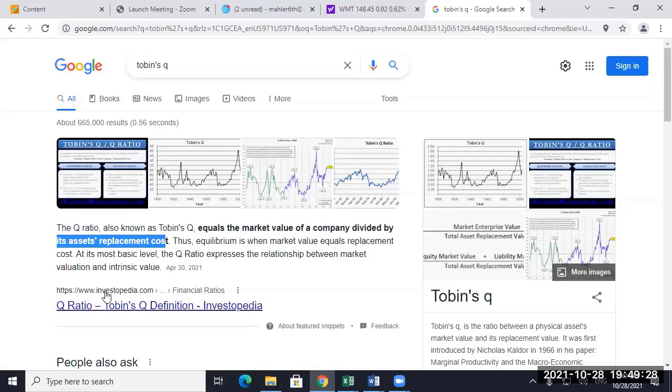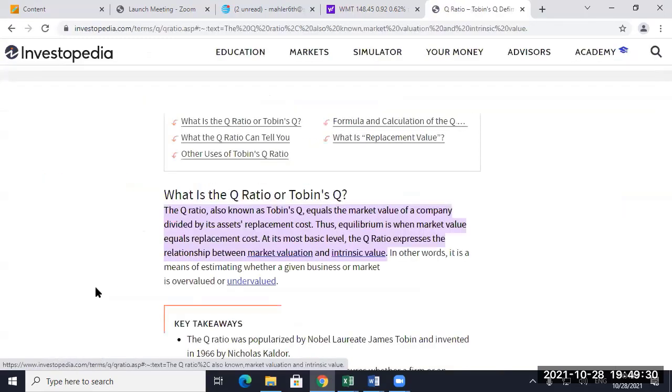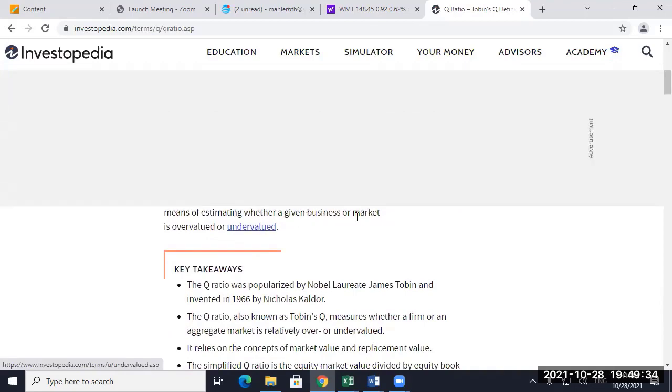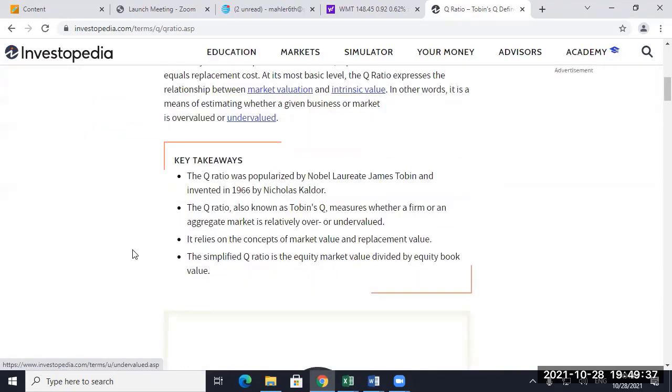It expresses the relationship. This is pretty good. Investopedia doesn't always do a good job, but they're doing a pretty good one here. It is a means of estimating whether a given business or market is overvalued or undervalued.